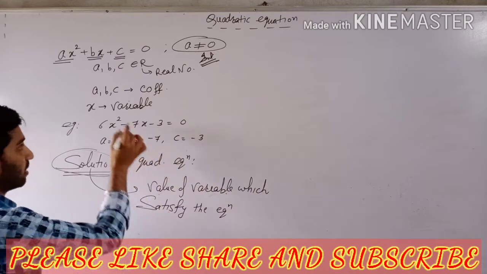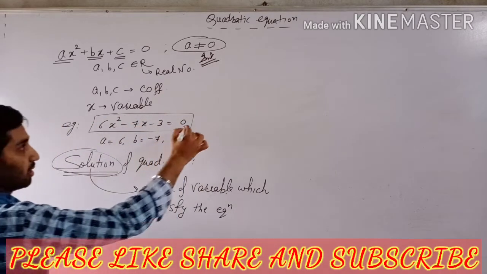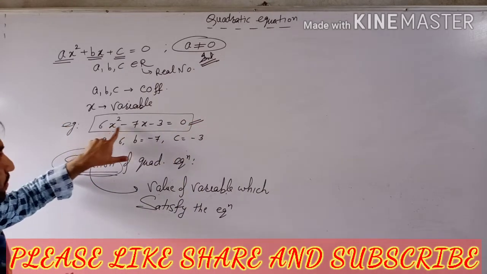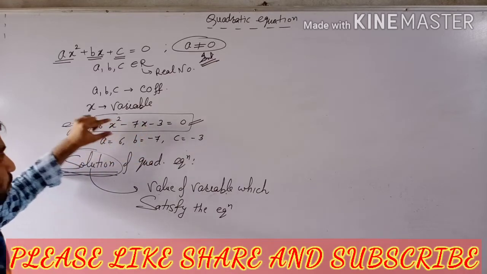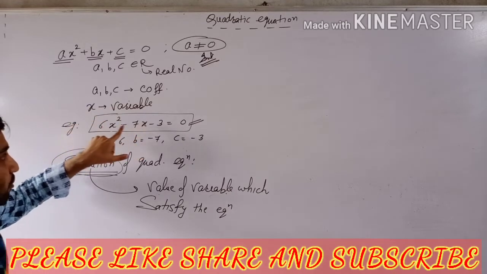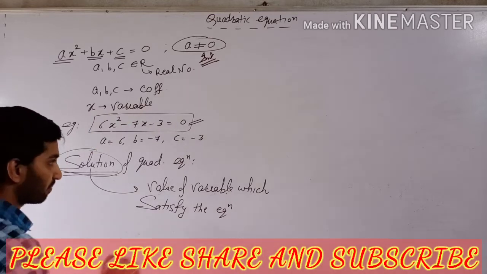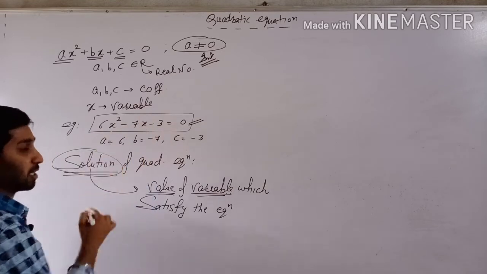Value of variable. For example, 6x square minus 7x minus 3 is a quadratic equation. So the value of x, because x is variable, those values of x which satisfy the equation, meaning by putting the value of x in the left hand side we get the value 0, meaning the value of the variable that satisfies the equation.